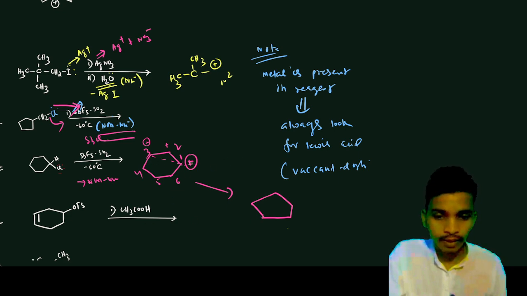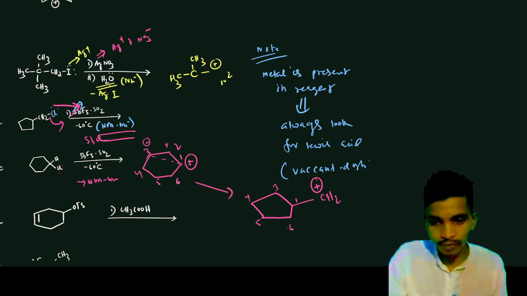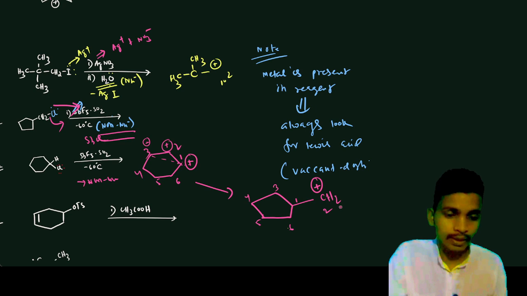Now what you see here, let's say 1, then 3, then 4, then 5, then this is 6, and at the 1 here 2 is there, and at 2 the positive charge will be there. So this will form here. This 1 will make bonds with 3, 4, 5, 6, and this is the 2, and the positive charge there will remain a positive charge. Now this has become a 1 degree carbocation.